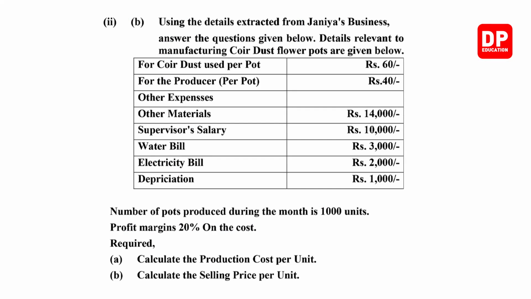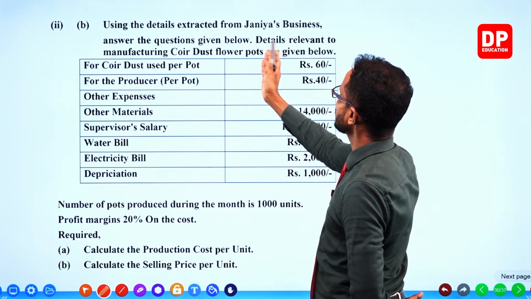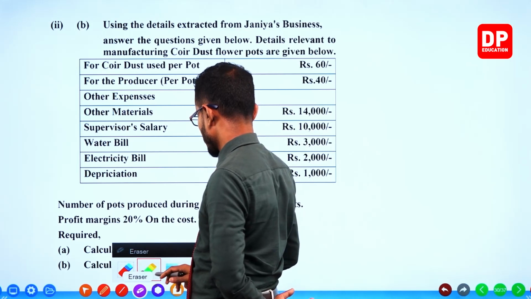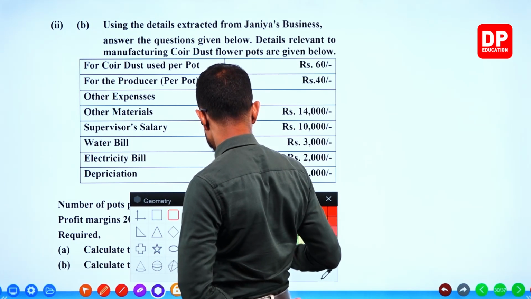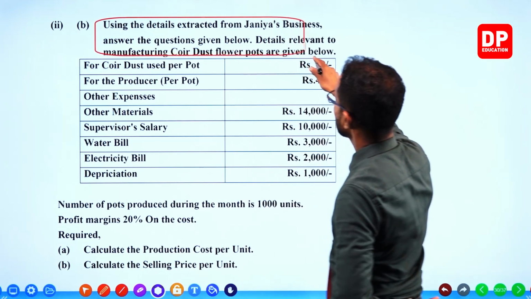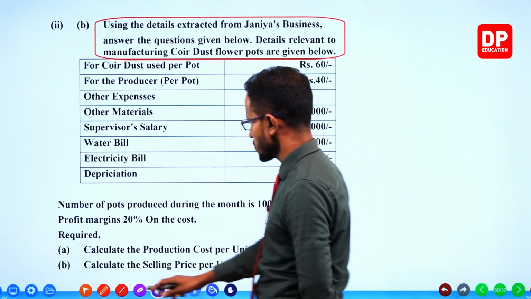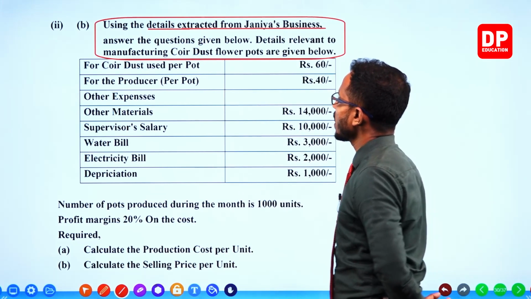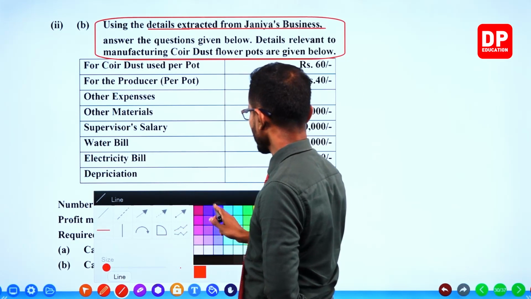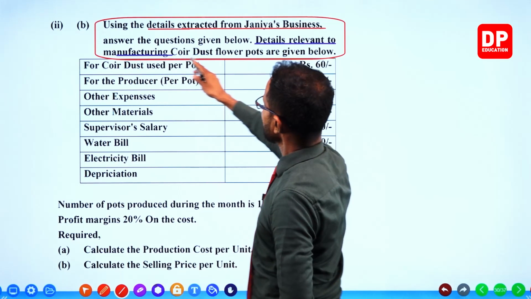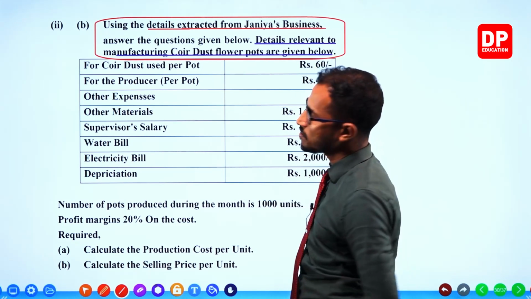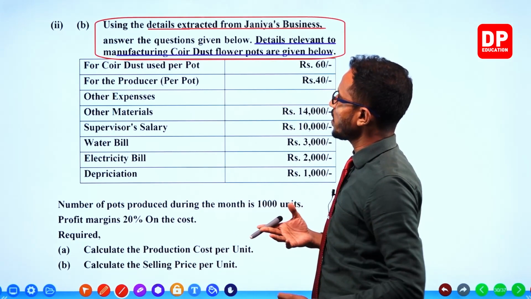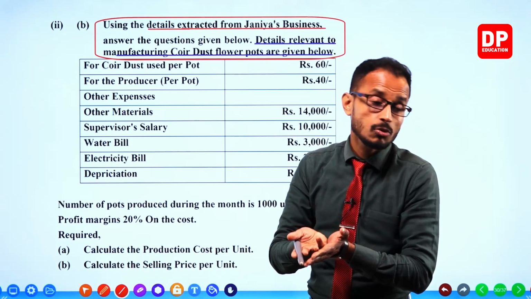Second question. Using the details extracted from Jani's business, answer the questions given below. Details relevant to manufacturing coir dust flower pots are given below. Perfect. Coir dust flower pots, some sort of a dust, soil, like clay or something.